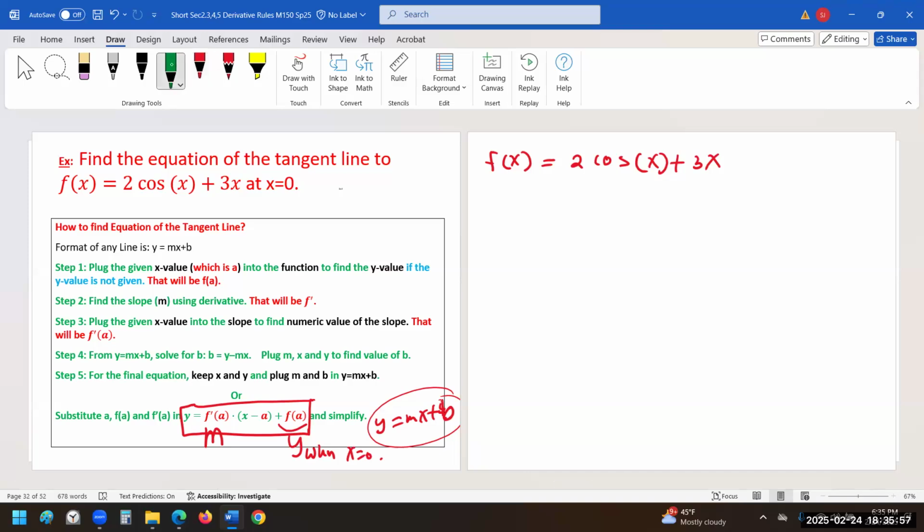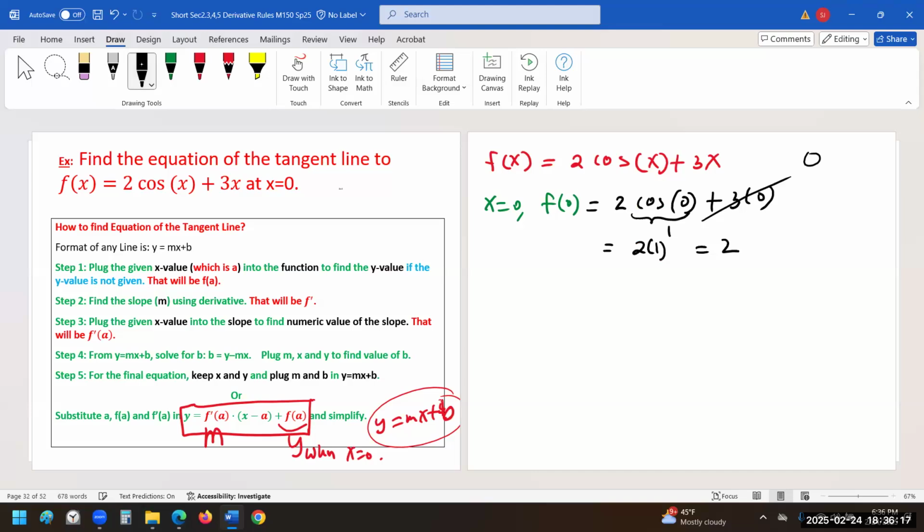Okay. So first we find the y value. So our x is 0. We need f of 0. So 2 times cosine 0 plus 3 times 0. This is automatically 0. Cosine 0 is 1. So we get 2 times 1. That means 2.